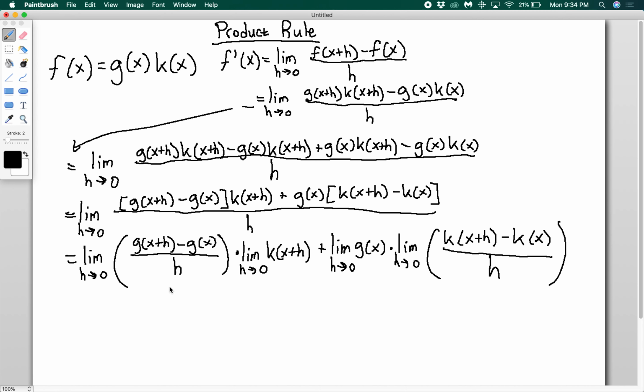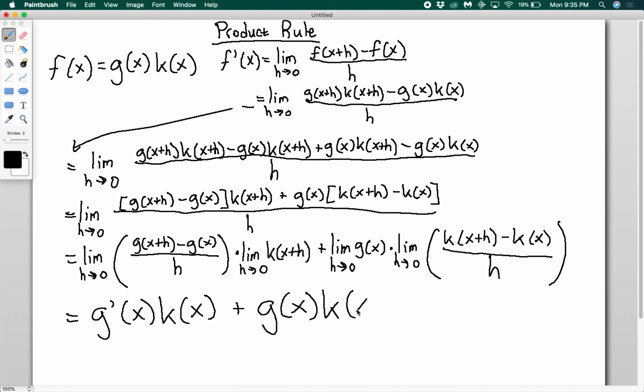And now as we look at this, you might recognize a couple things here. This first limit is simply the derivative of g, so I have g prime of x. What's it being multiplied by? Well, if I take the limit as h goes to 0, this is just k of x. So I have g prime of x times k of x plus, what do I have over here? The limit as h goes to 0 of g of x: there are no h's here, so it's just g of x. And then times this whole thing, which is just the derivative of k. So I have times k prime of x.